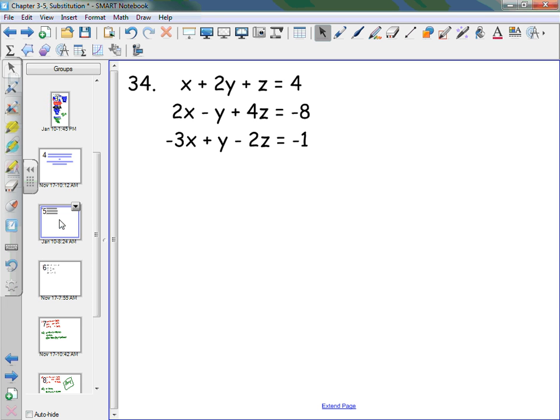Okay, now we're doing substitution. When is the best time to do substitution? Well, you can always solve for any variable. But when is it best to use substitution? When the variable has a coefficient of what? No, but Mrs. Irvin does. Does she? Yes. All right, thanks.